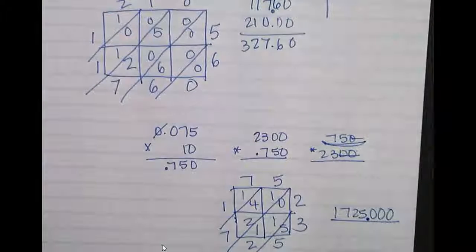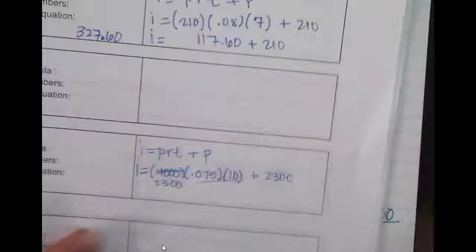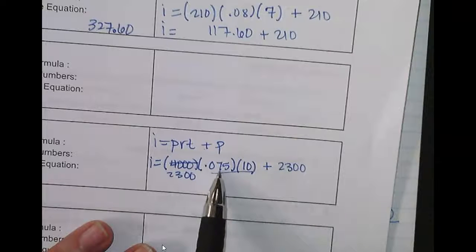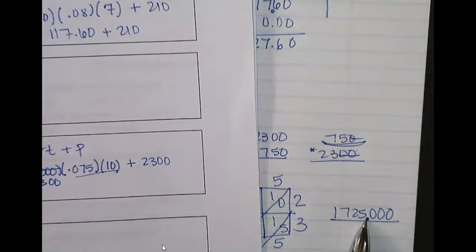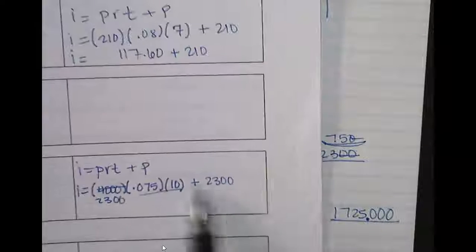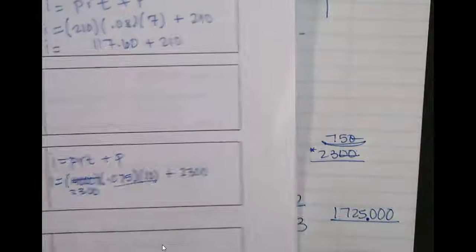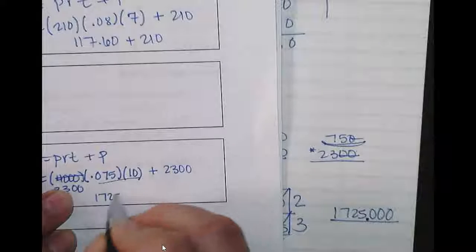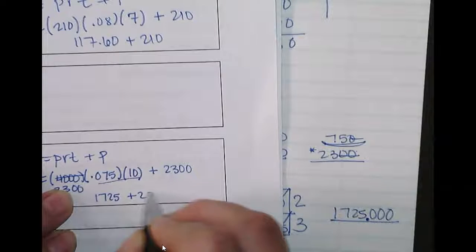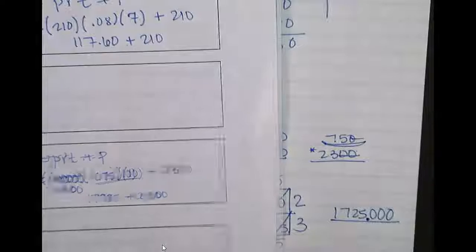Now let's see if that makes any sense. So if we take 2,300 times 0.075 times 10, could that answer be 1,725? Probably. Have we added 2,300? I don't think so. So this piece is 1,725, and then you still need to add 2,300. Get busy.